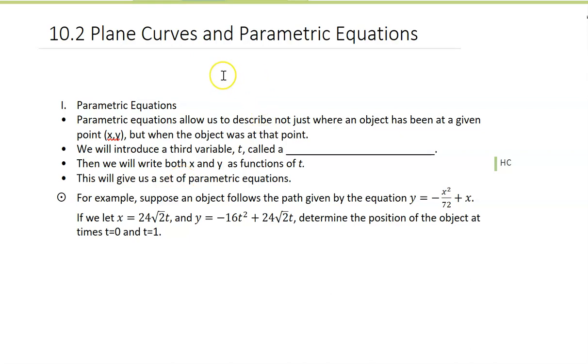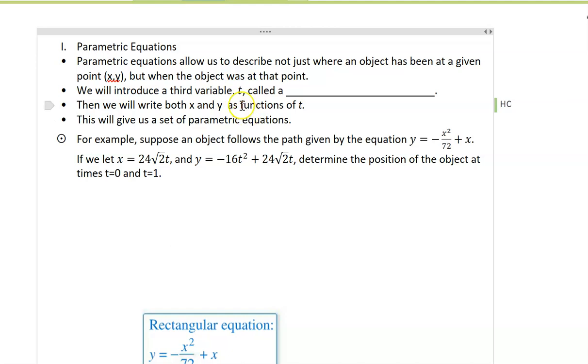This section is going to revisit some ideas that you probably remember from your Math 113 courses, the idea of parametric equations and plane curves. Parametric equations allow us to describe not just where an object has been at a given point x, y, but when the object was at that point. So we are going to introduce a third variable, t, which we call a parameter.